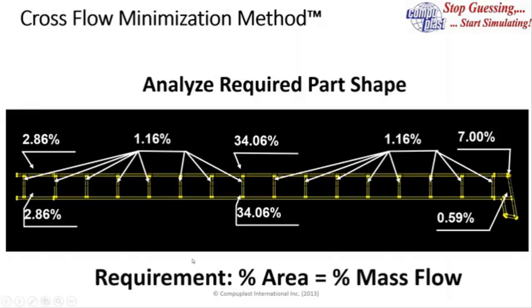And the idea here in the cross-flow minimization method and die design is that the requirement is that the percentage area represents the percentage mass flow that we want in each one of those areas.